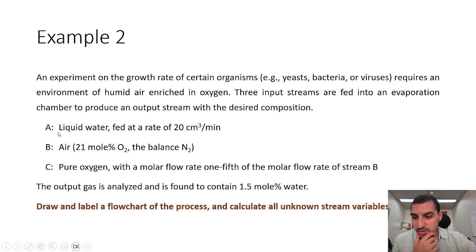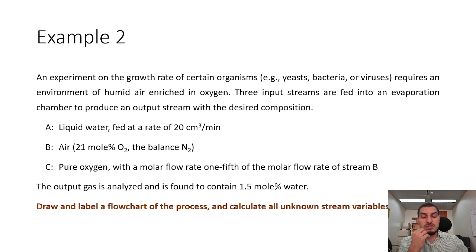We have information about the three input streams. The first is liquid water. We know its volumetric flow rate. The second is air, which is 21% oxygen and 79% nitrogen. And the third stream is pure oxygen with a molar flow rate of 1/5 the molar flow rate of stream B. Then we know the output gas contains 1.5 mole percent water. And we want to draw the process and calculate the unknown variables.